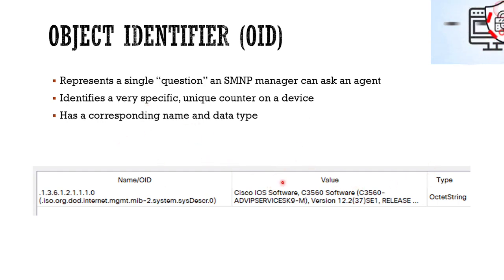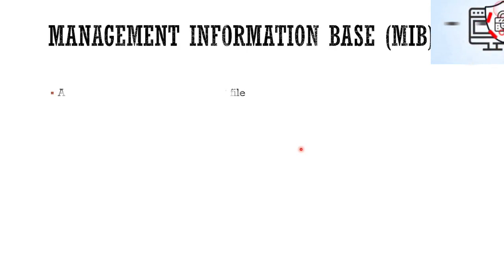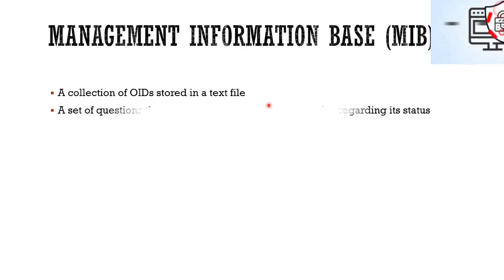So a management information base, or MIB, is a collection of these OIDs, and it's in a text file. When you install an SNMP manager, it will load all kinds of MIBs so that it has all sorts of things to use. The MIB, of course, like I said, is a set of questions that an SNMP manager can ask a particular device regarding its status. And every device will have its own MIB, or it will use a common MIB.